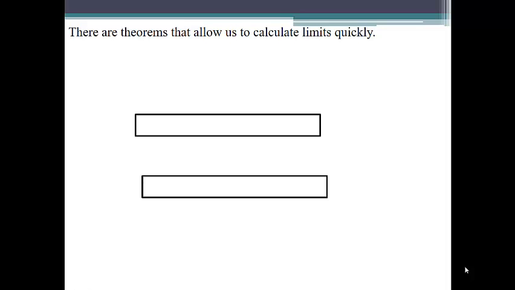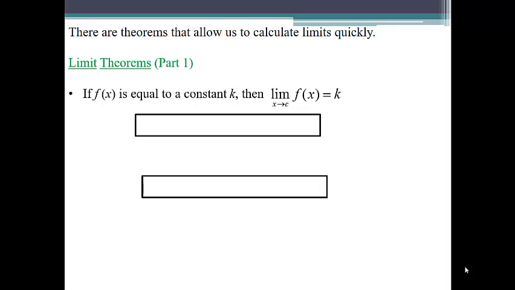So there are theorems that we have to follow so that we can find more shortcuts and tactics to solve or find limits, okay? So here's the first part. If f of x is equal to a constant k, then the limit as x is approaching c, whatever number that is, of f of x is going to be k.